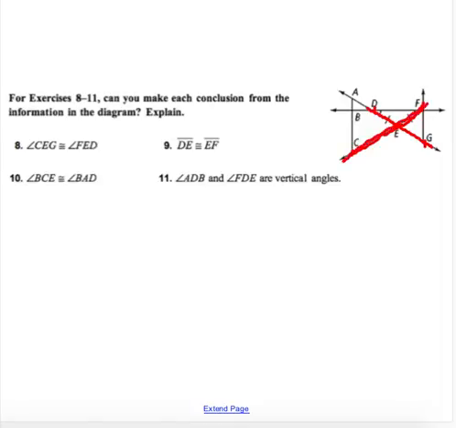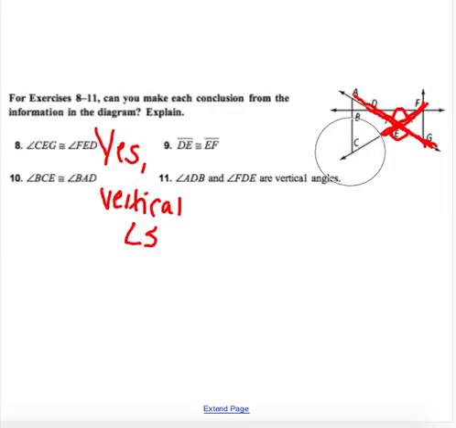Well, I look, this is a line, this is a line. That makes these the same because they are vertical angles. Okay, number 9 says, is DE from here to here congruent to EF, here to here? These little hash marks tell me they are. Those hash marks, just like the arc marks, tell me that they are congruent. So yes, and then we'll just say they are marked.